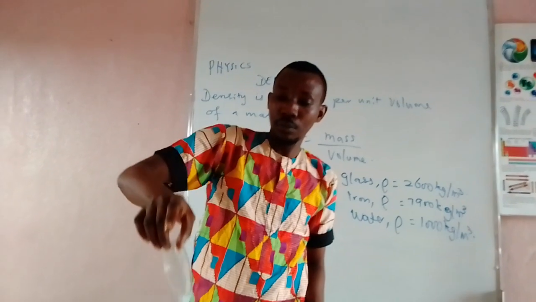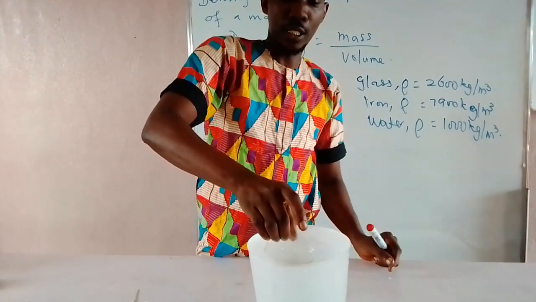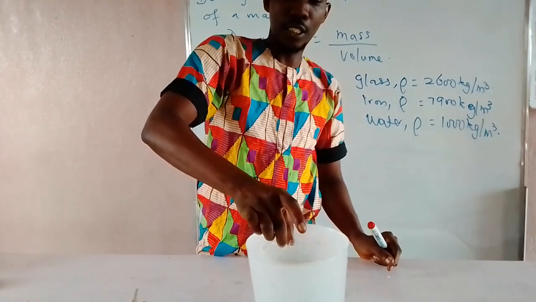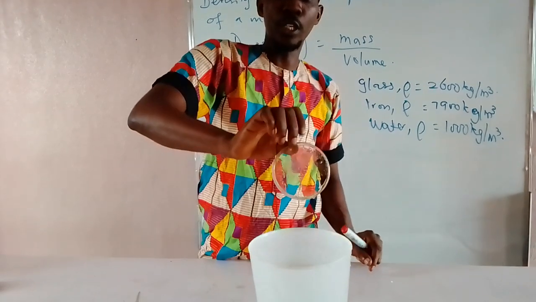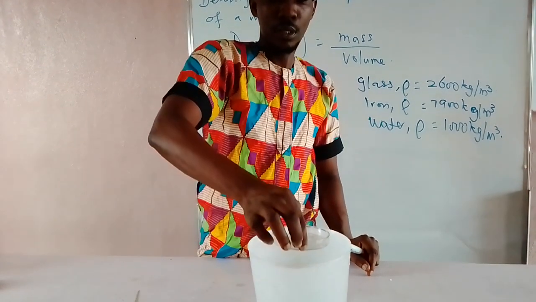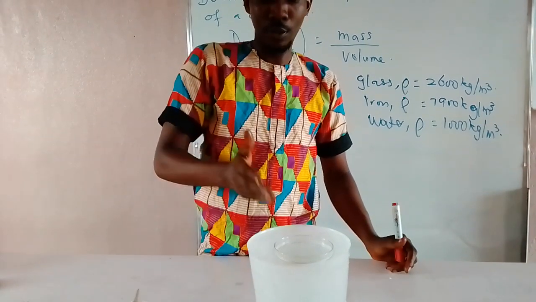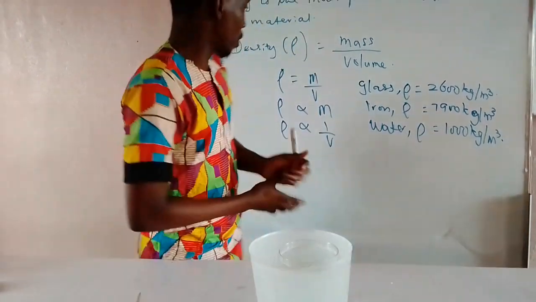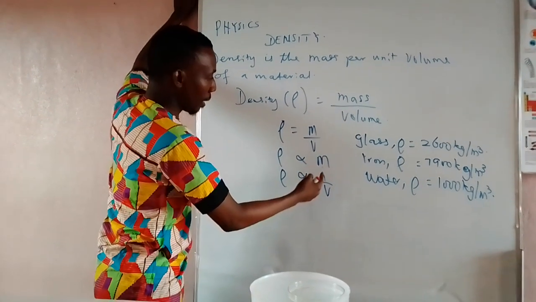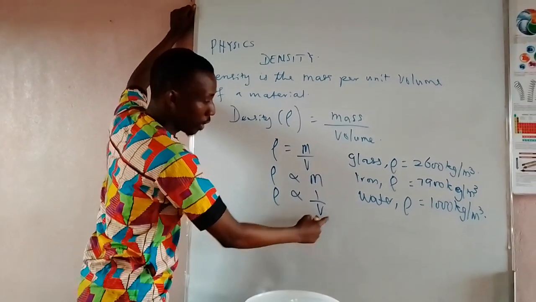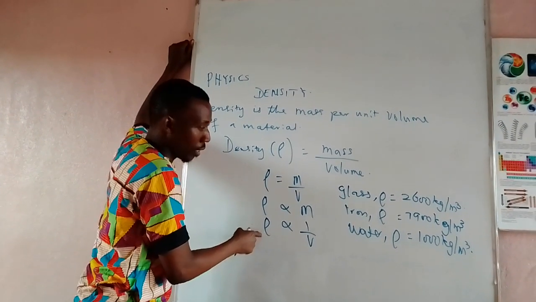For example, see it right here. If I drop it like this and release it, it will sink to the bottom. But there's another way I could drop it, like this, and it will start floating. What is the reason behind it? It is just from the explanation I gave you: when the volume increases, density will reduce. Do you understand?